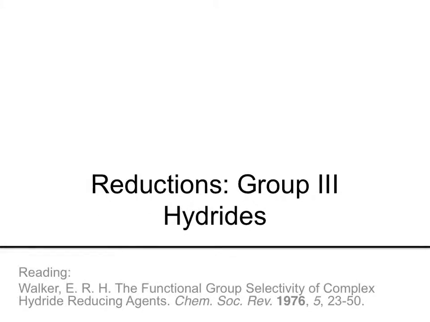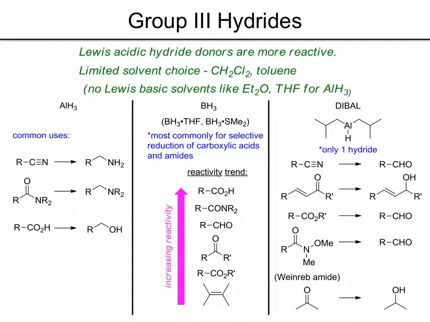This lecture discusses group 3 hydride reduction. Let's start by looking at some Lewis acidic hydride donors. These are more reactive and have limited solvent choice. The Lewis acidic character of these hydride donors means that no Lewis basic solvents can be used. For example, THF and ether are not appropriate solvents for Lewis acidic hydride donors.